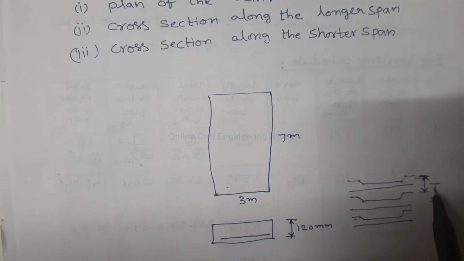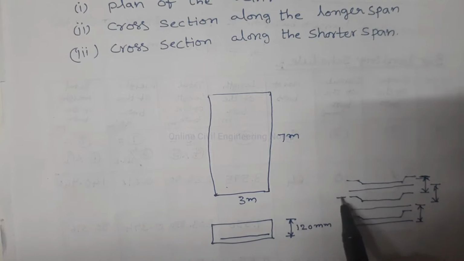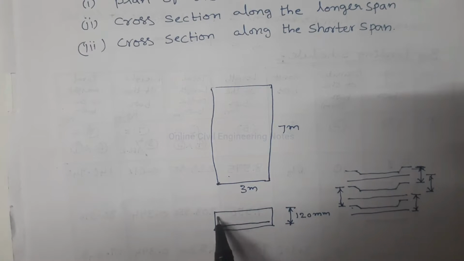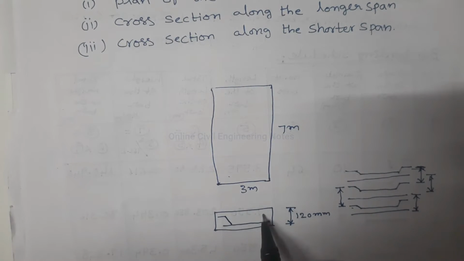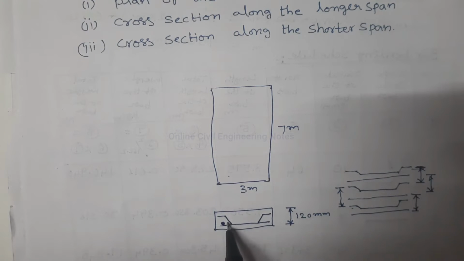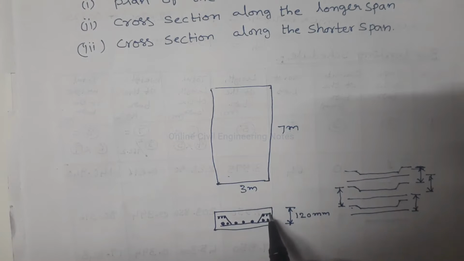See, this is the spacing between the straight bars. This is the spacing between cranked bars. This is the main bar, and the cranked bar is placed like this, and the distribution bars are placed like this. Hanger bars are provided here to support these cranked bars.